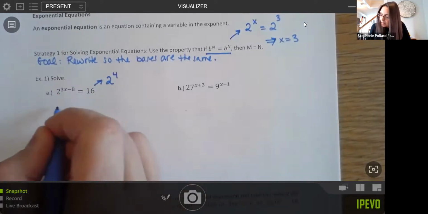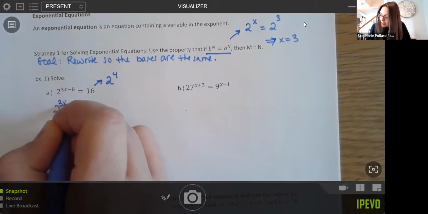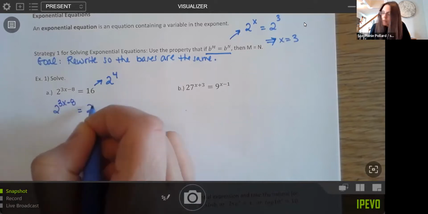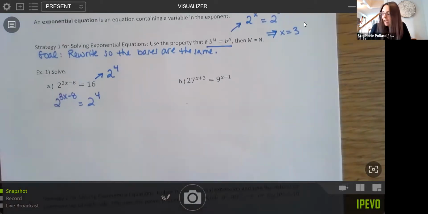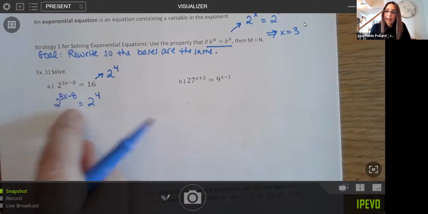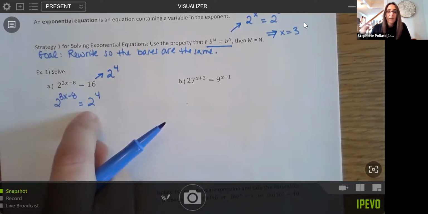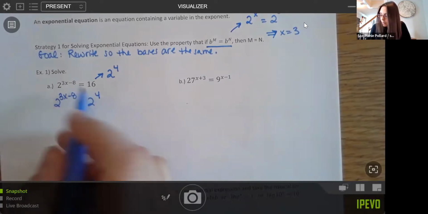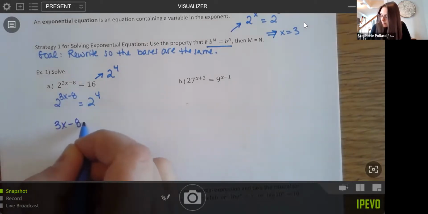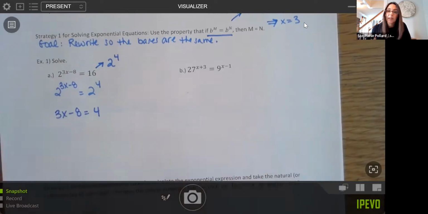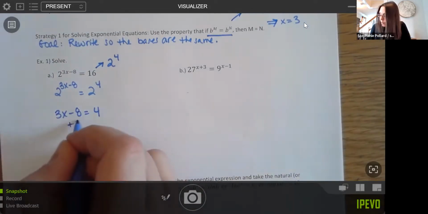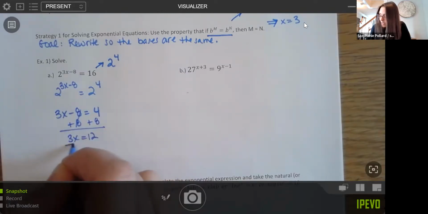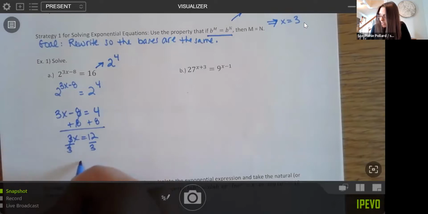So I can rewrite this as 2 to the 3x minus 8 equals 2 to the 4th. Now you have those same bases, and there's nothing else going on. The left side equals the right side, and both have the same base for the exponential. Then you set those two exponents equal to each other. Now we end up with a linear equation, and we can solve using our regular techniques. So 3x equals 12, divide both sides by 3, and I have x equals 4.